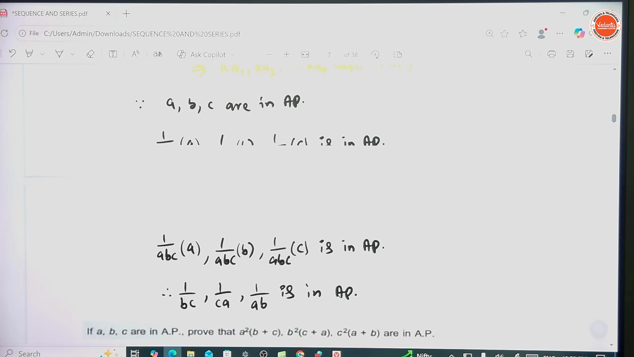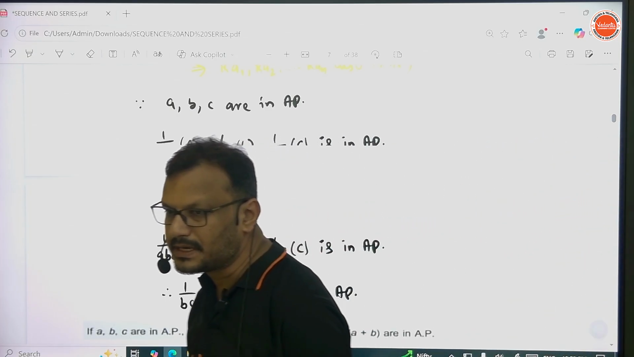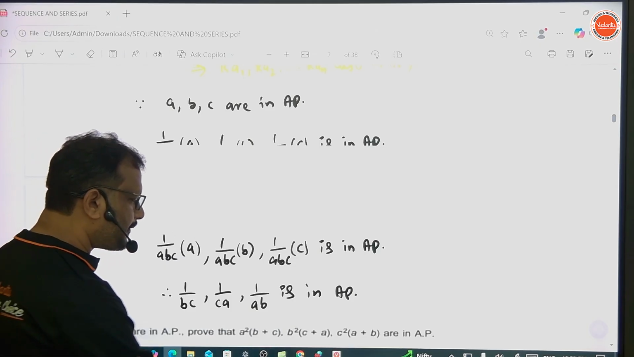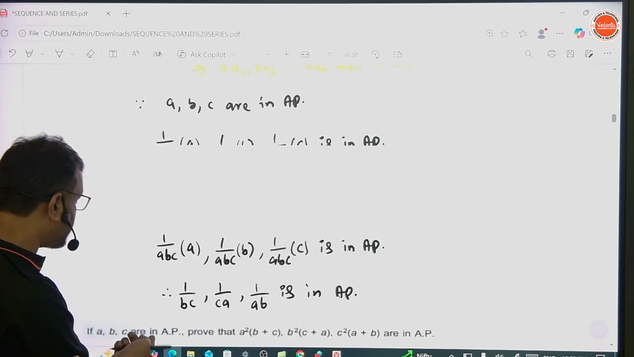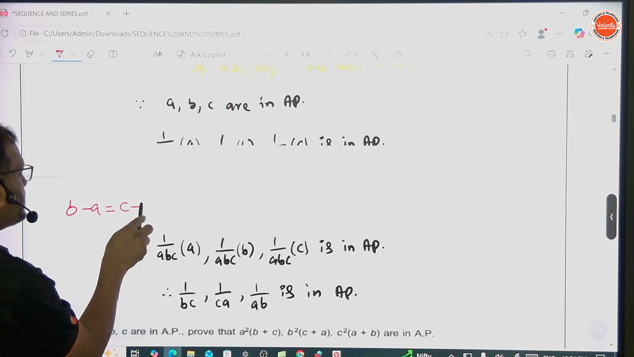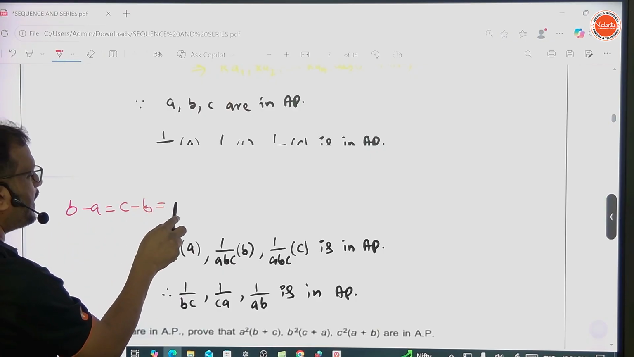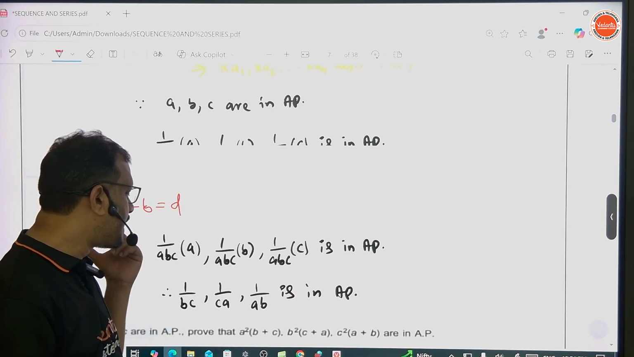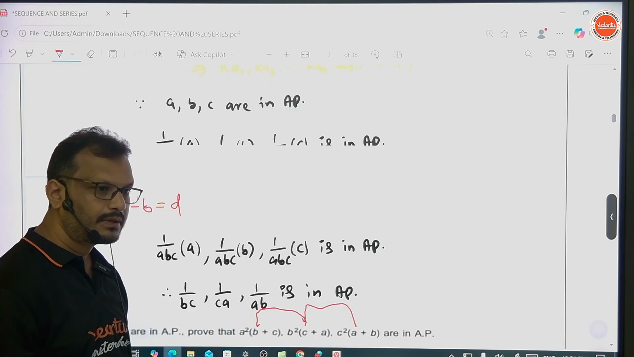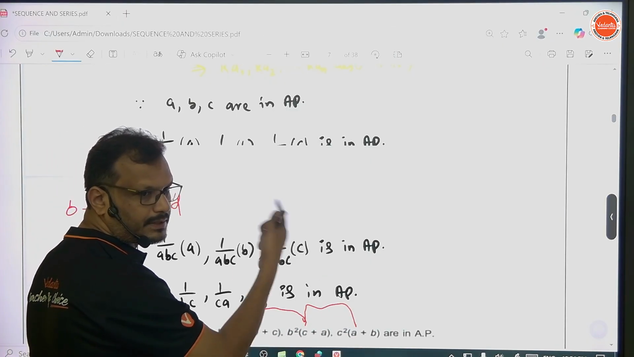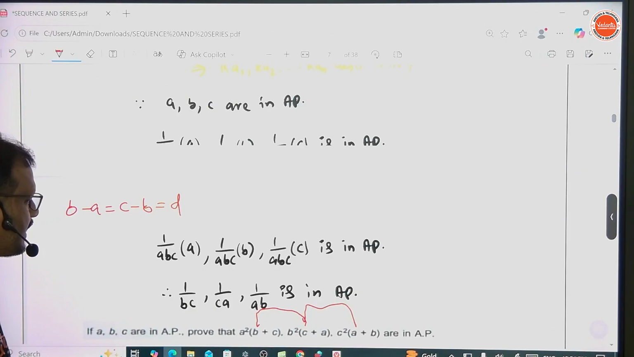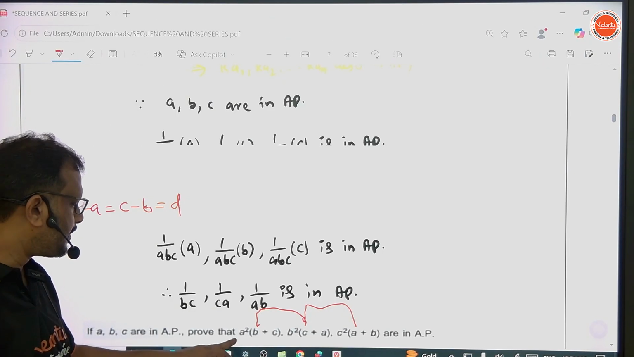Two different ways you can do it. What is that? Generally, AP means what? That the common difference must be the same. So I'll take the difference between these two based on the condition, because A, B, C in AP means B minus A equals C minus B equals some common difference I will take. Now I will use the same conditions here also when I am finding the difference between these two, when I am finding the difference between these two. If it is coming the same in terms of D, then it will be in AP. That's the general method. But how can we find it generally? Just think about the numbers that are there in this.